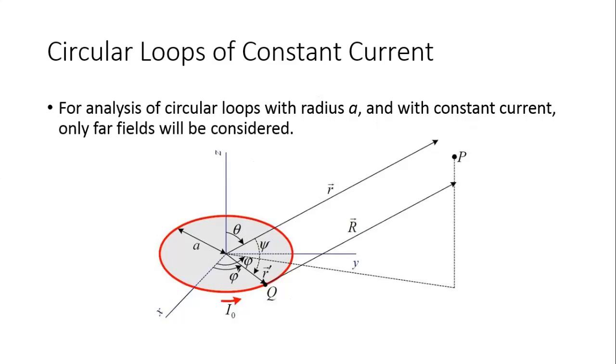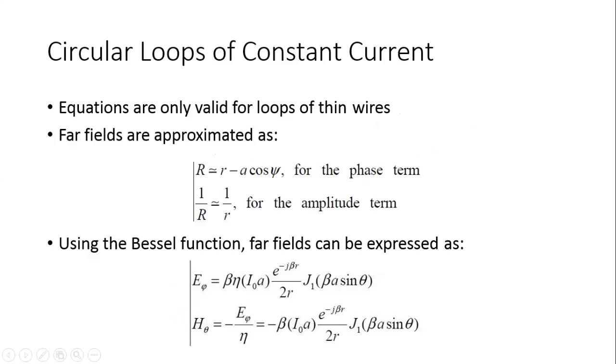Circular loops with constant current. For analysis of circular loops with radius a and with constant current, only far fields will be considered. In this diagram, P is the source point, and R is the distance from here to the source point. The equations are only valid for loops of thin wire. Far fields are approximated as R approximately R minus a cos phi for the phase term, and 1 by R approximately 1 by R for the amplitude term.